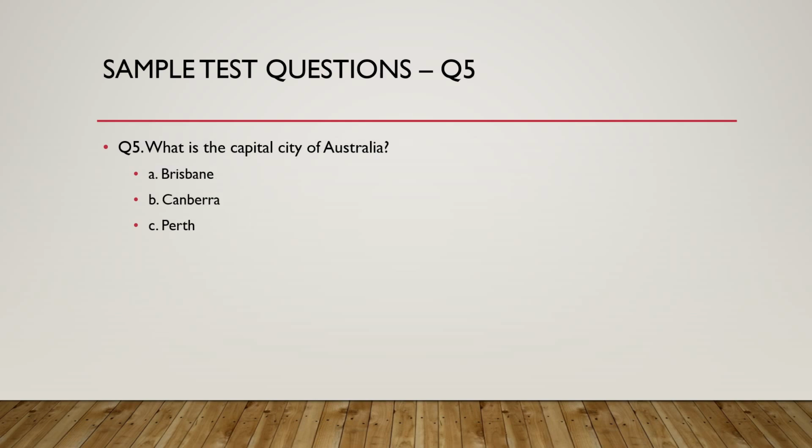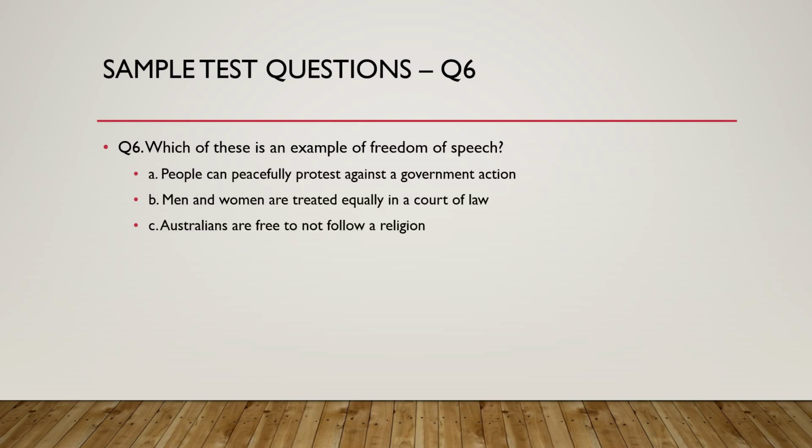Question 5 is, what is the capital of Australia? Is it Brisbane, Canberra or Perth? So the answer is Canberra. Question 6, which of these is an example of freedom of speech? Is it A, people can peacefully protest against a government action, B, men and women are treated equally in a court of law, or C, Australians are free to not follow our religion? So the answer is A, people can peacefully protest against a government action.